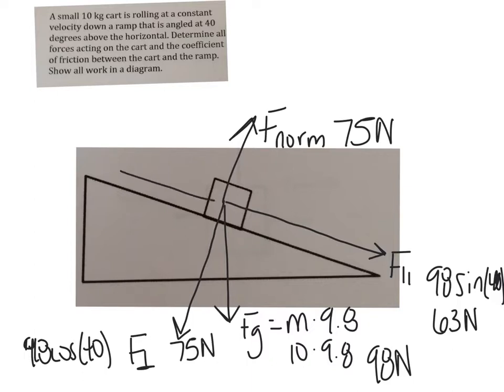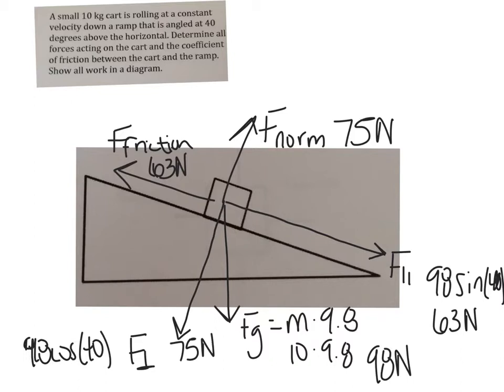And then your friction force goes up the ramp, opposite of your parallel. And that is going to be the same value since we have a net force of 0, so it'd be 63 newtons in this case. All right, so you've got all your forces labeled. So perpendicular and normal are the same, friction and parallel are the same, and nothing is the same as gravity.